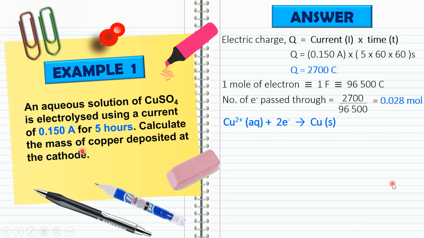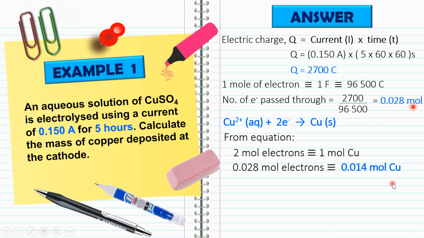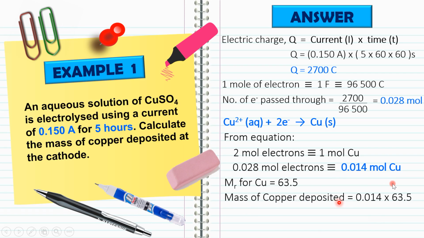mole. Because copper is deposited at the cathode, copper 2+ ion gains 2 electrons and produces copper solid. From the equation, 2 mole of electrons is equivalent to 1 mole of copper. From the previous calculation, we have 0.028 mole of electrons, so therefore it equals 0.014 mole of copper. Next, you can calculate the mass of copper deposited by multiplying with the molar mass of copper. Therefore, the mass of copper deposited is 0.889 gram.